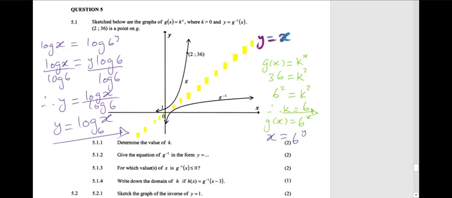So the equation of the inverse is y equals log x base 6. Now 5.1.2: for which value or values of x is the inverse of g less than or equal to 0? This is the same as y being less than or equal to 0. So where y is below 0, or equal to 0. Where y equals 0 is on the x axis, since on the x axis y is 0.